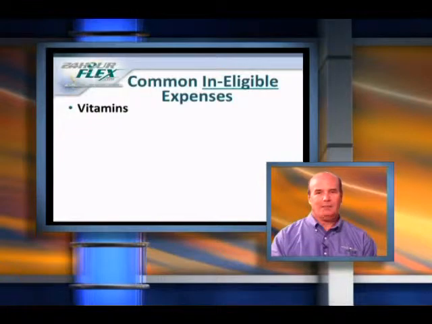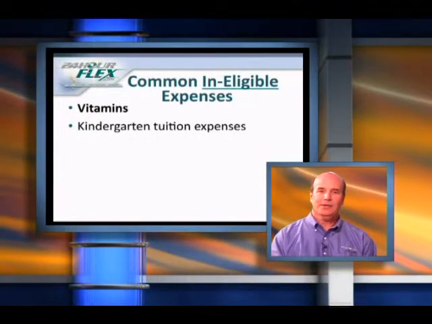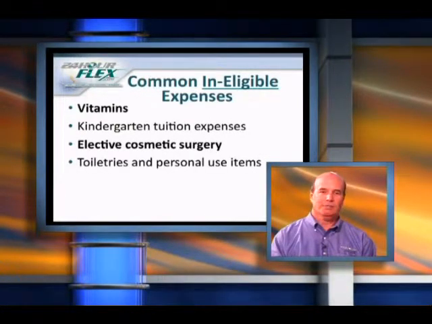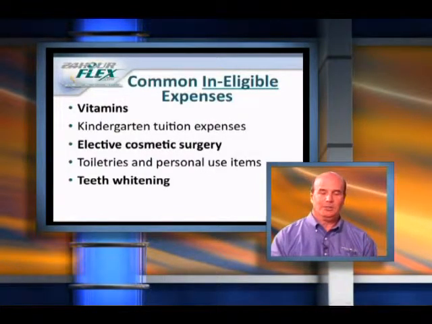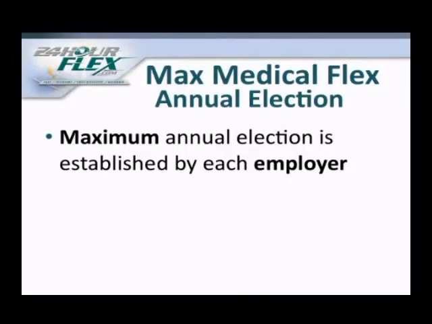Here's a listing of some common ineligible expenses. Vitamins. Vitamins are not eligible. Kindergarten tuition expenses, elective cosmetic surgery, toiletries and personal use items such as toothpaste and dental floss. These are ineligible expenses. Teeth whitening, unfortunately, that is not an eligible expense, plus the veneers that sometimes you can get. That is not an eligible expense. Expenses to improve general health, such as joining a health club, are not eligible.